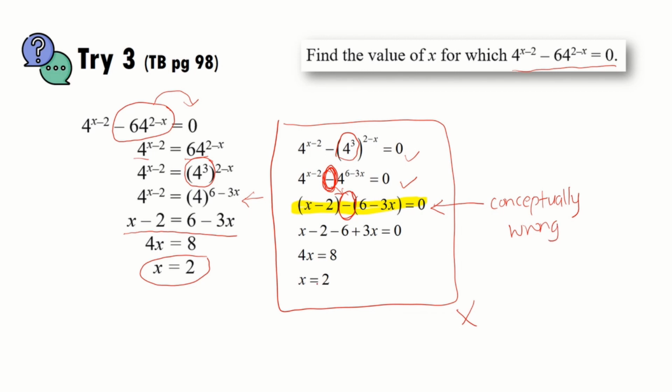Hence, although our answer will be x equals to 2, which is the same as what we got over here, but due to the conceptual error, this answer that we have will not be provided any marks.